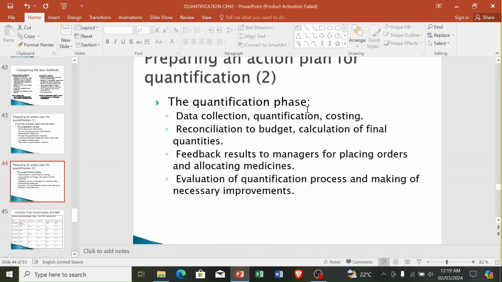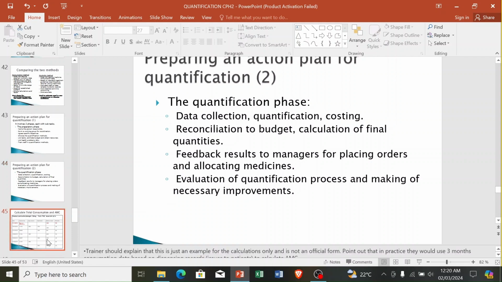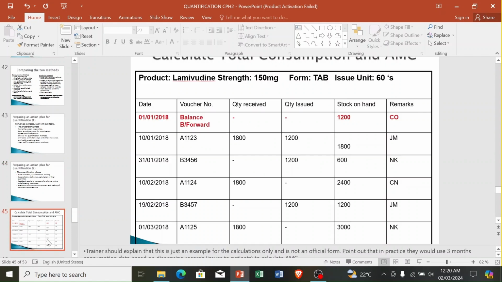So we have the second phase. We see the quantification phase: data collection, quantification, costing, and then reconciling the budget, calculating final quantities, and feeding back results to managers for placing orders and allocating medicines. We see evaluation of the quantification process and making necessary improvements, in case there is anything you need to clarify more.